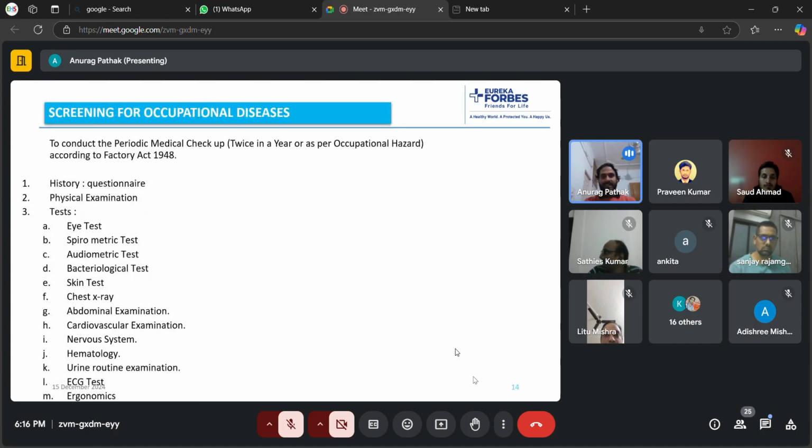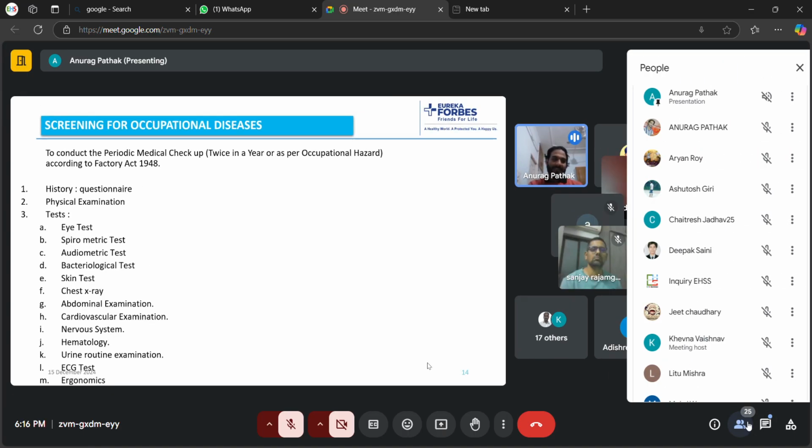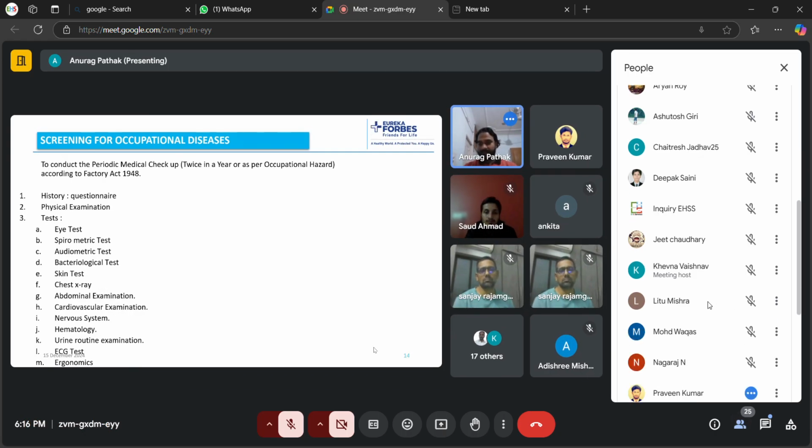These are the medical checkups which have to be done twice a year as per the Factories Act 1948. We have to make a checklist and do it from inside the plant, either by calling the hospitals that have an agreement with our companies, or by sending the employee to the hospitals, and these are the tests we have to follow.